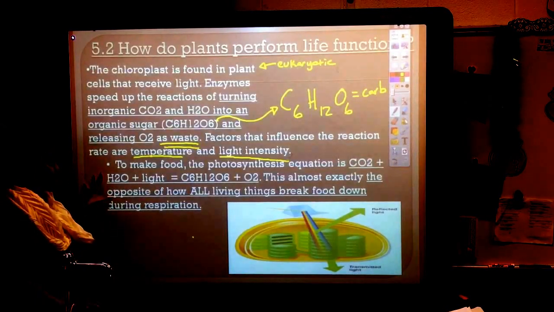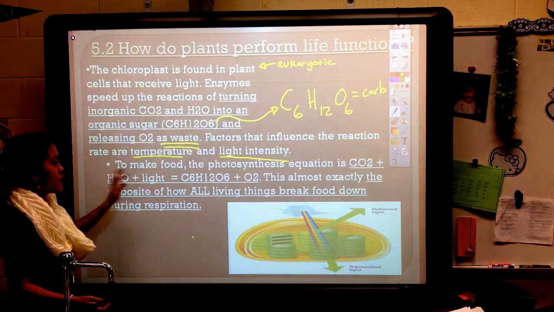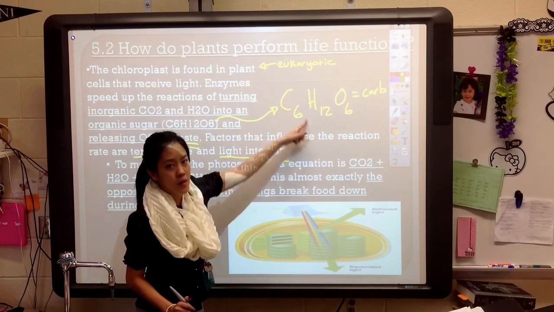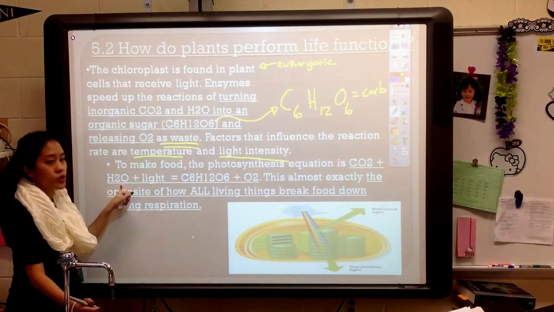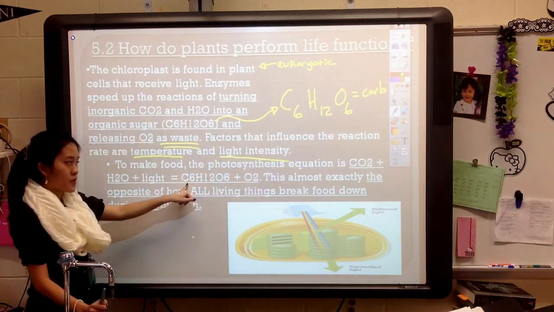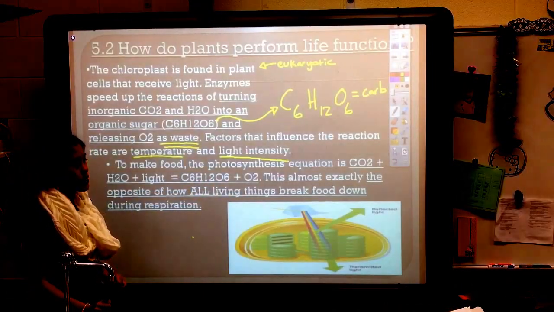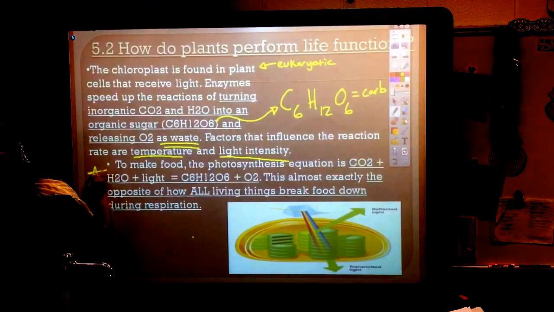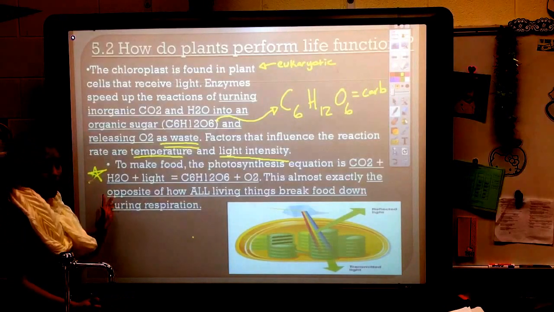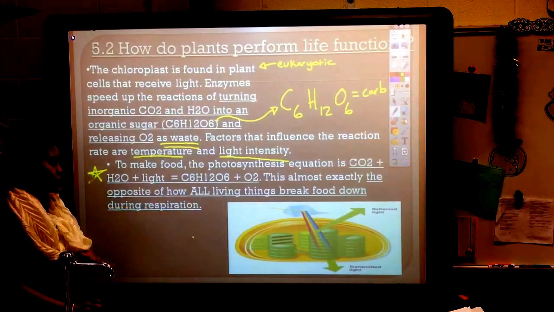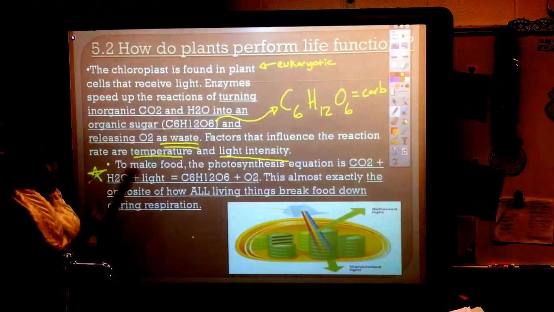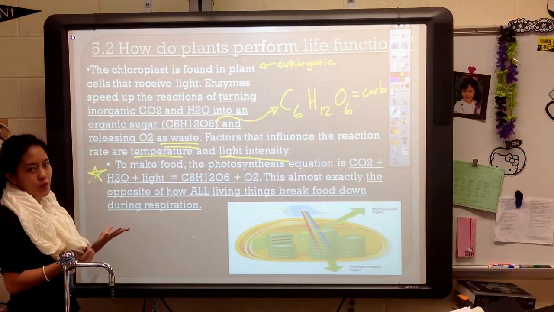So in order to make food and also structural components, the photosynthesis equation is CO2, and make sure you write the 2 as a subscript, plus H2O plus light equals C6H12O6 plus O2. Okay, this chemical reaction you have to remember. And one thing that should help you is that this is almost exactly the same or the opposite of how all living things break down food during respiration. So photosynthesis and respiration are almost opposite reactions. And so that should help you remember that.